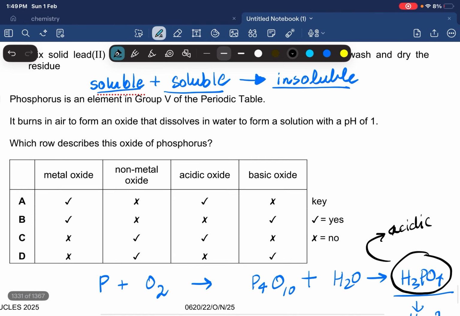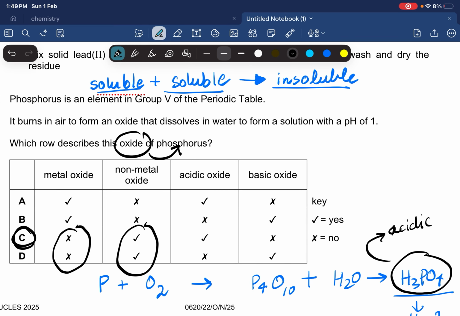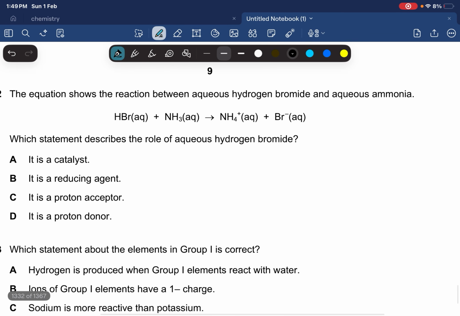So which row describes oxide of phosphorus? It's a metal oxide? No, phosphorus is a non-metal. Non-metal oxide, yeah. Acidic oxide, yeah, it's got to be acidic because it's forming a solution with water that has a pH of 1. Basic oxide, no. Simple. Option C. It's not a metal oxide, it's a non-metal oxide that's acidic.